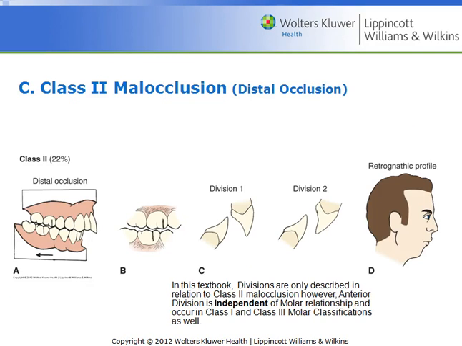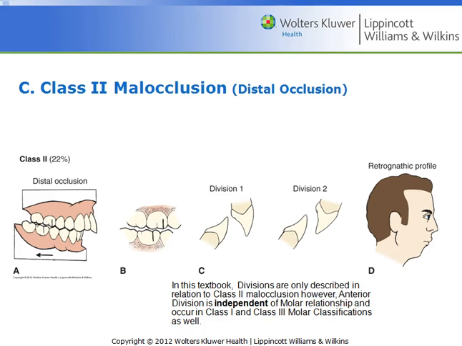Here we see a class 2 malocclusion, where the maxillary anterior teeth are further forward than the mandibular anterior teeth. This is generally caused by the lower jaw or mandible being positioned more posteriorly than the maxilla. If you look at the profile, the chin seems to be very small, and the anterior or maxillary portion of the face is more anterior than the mandible.